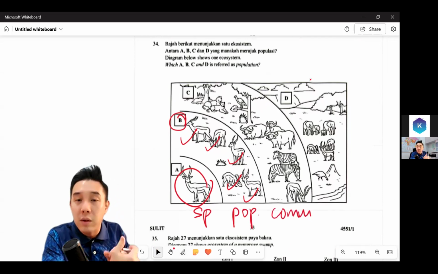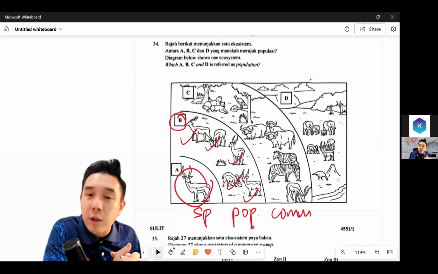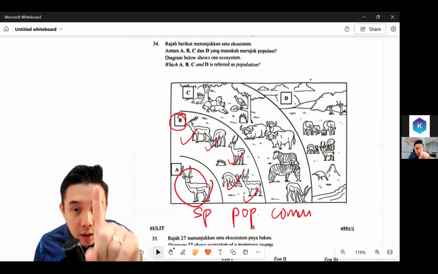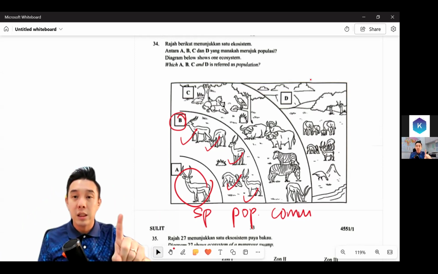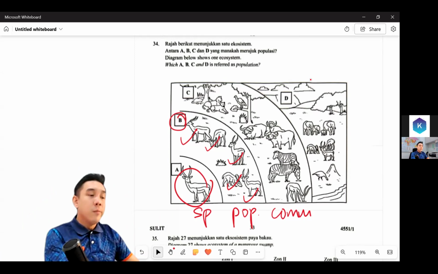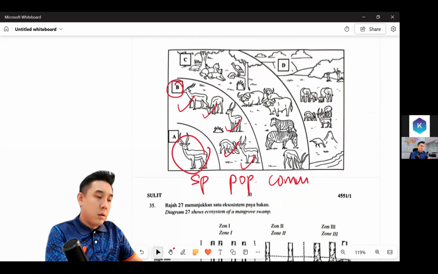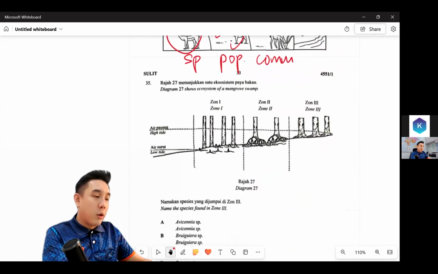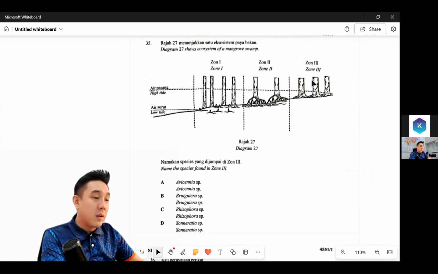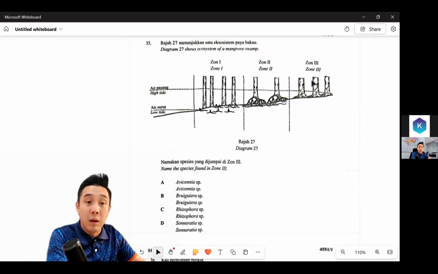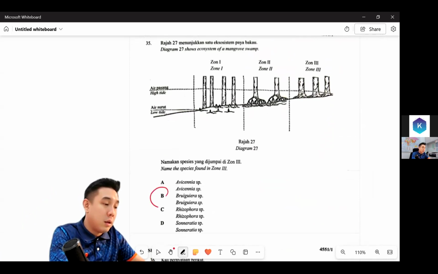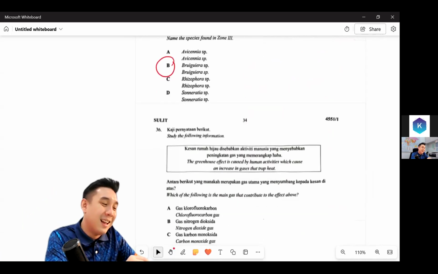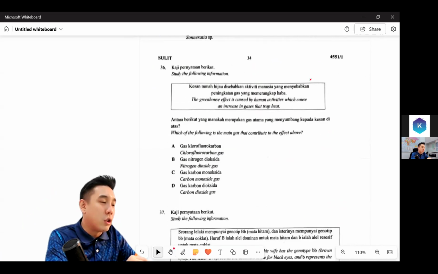Now, a lot of students tend to misunderstand community. Community means all the different species, but one habitat. Satu habitat sahaja. One habitat only. Then ecosystem. Question 35, the mangrove. The species found in zone 3 is always Bruguiera. If you get this wrong, you need serious help, guys. I'll be very frank.